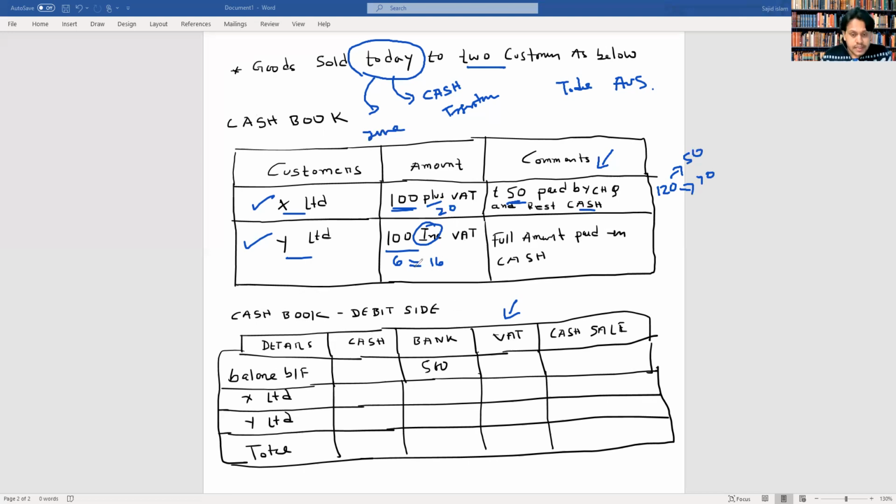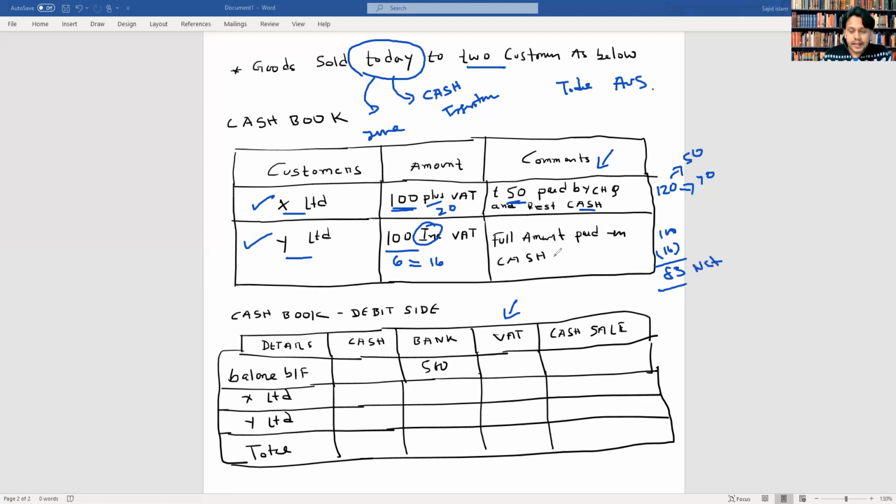The next one says 100 including VAT. So you have to divide by 6. So VAT is 16. So if I minus the VAT from 100, so 100 minus 16, let's say 83. It will be point something, but we're ignoring that just to understand the question. 83 is the net.